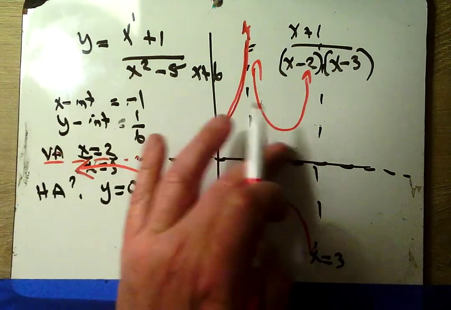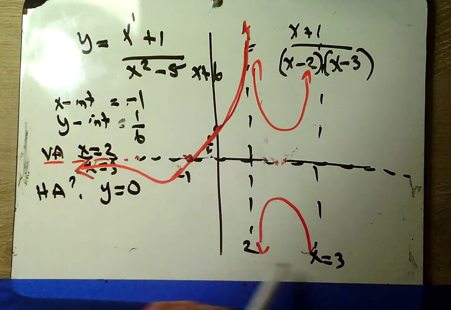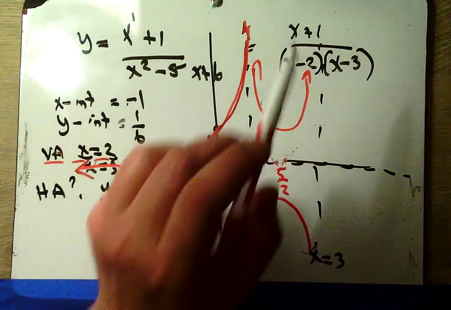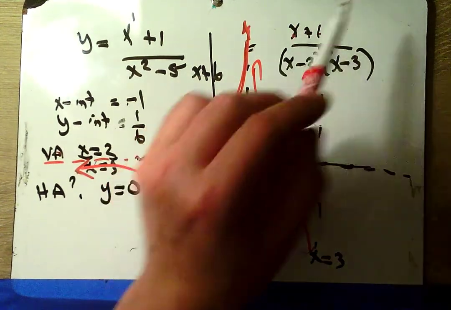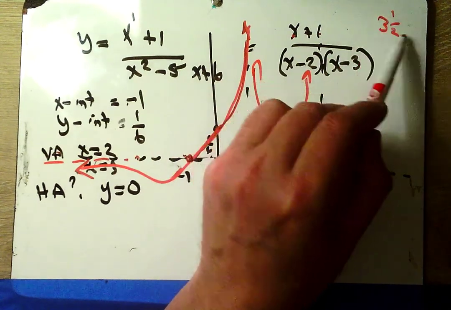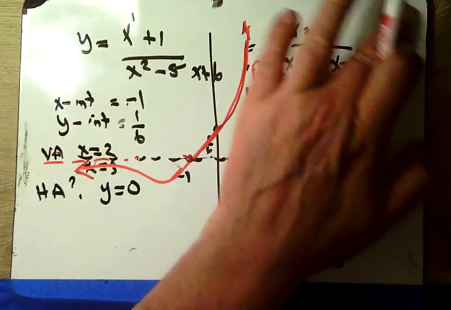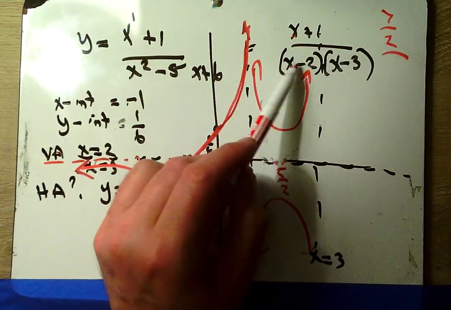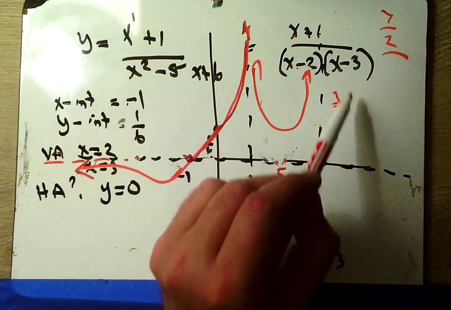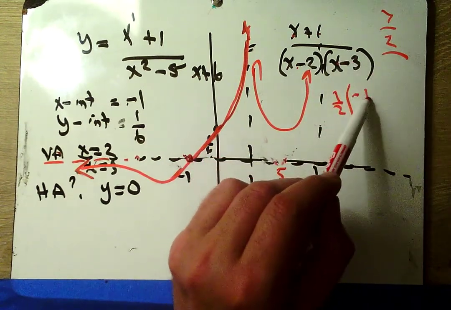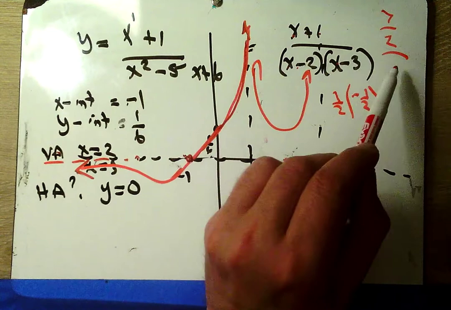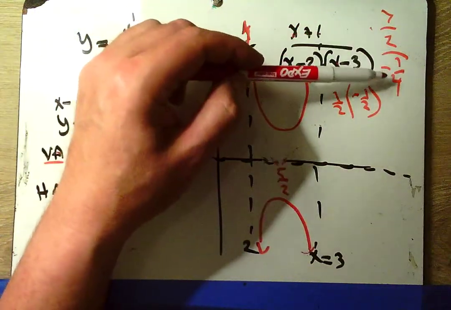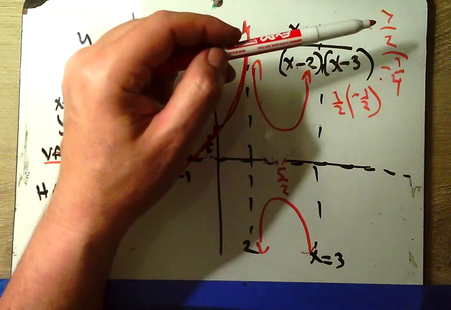And how am I going to know? I'm going to use a test point, something in between 2 and 3. What about 2.5? So if I plug a 2.5 in here, 2.5 plus 1 is 3.5, or if you prefer, 7 halves. And down here, 2.5 minus 2 is 1/2. 2.5 minus 3 is -1/2. And when I multiply these, I have -1/4. Now look what you got. You got a positive divided by a negative. That's going to be negative.